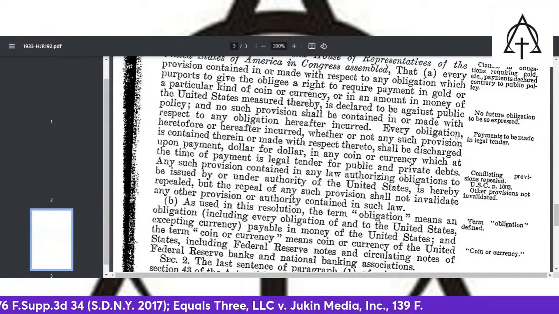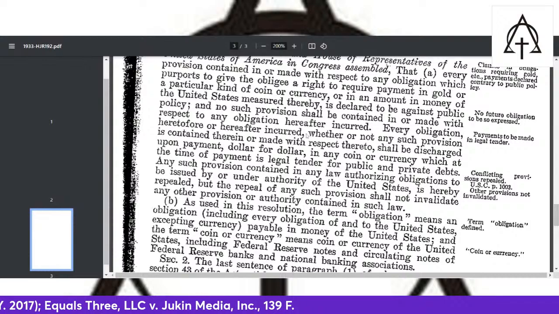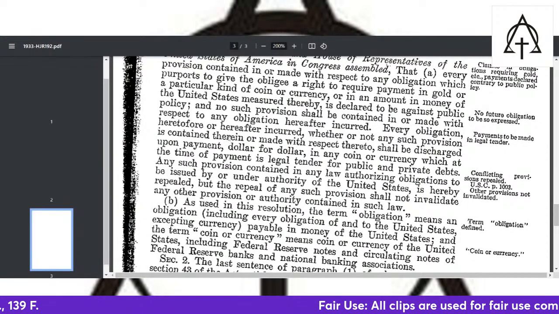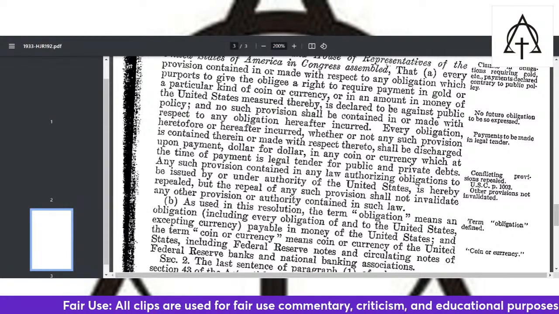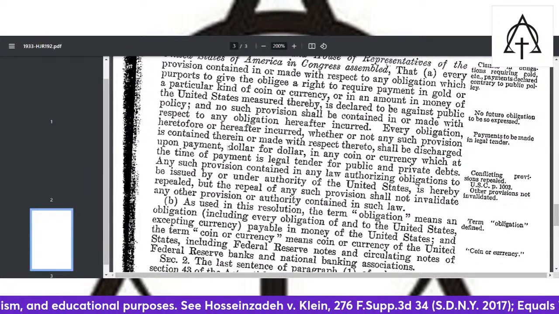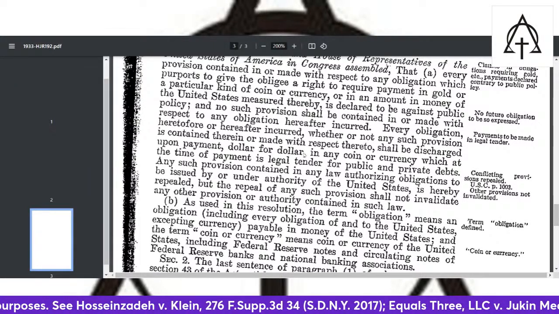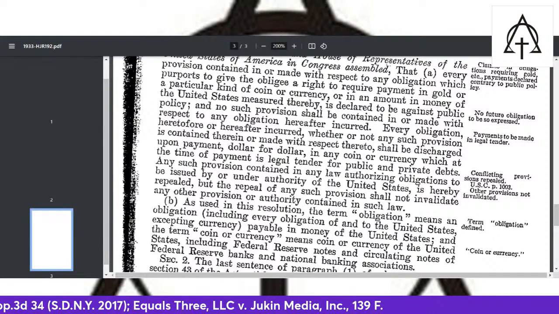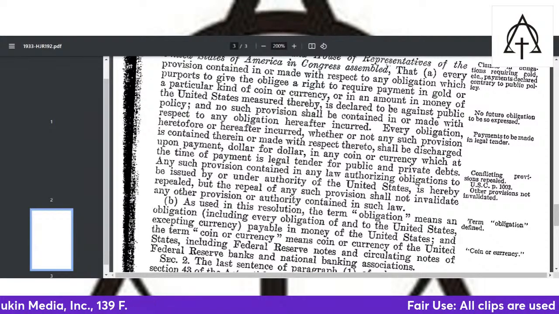Every obligation heretofore or hereafter incurred, whether or not any such provision is contained therein, or made with respect thereto, shall be discharged upon payment, dollar for dollar, in any coin or currency which at the time of payment is legal tender for public and private debts.